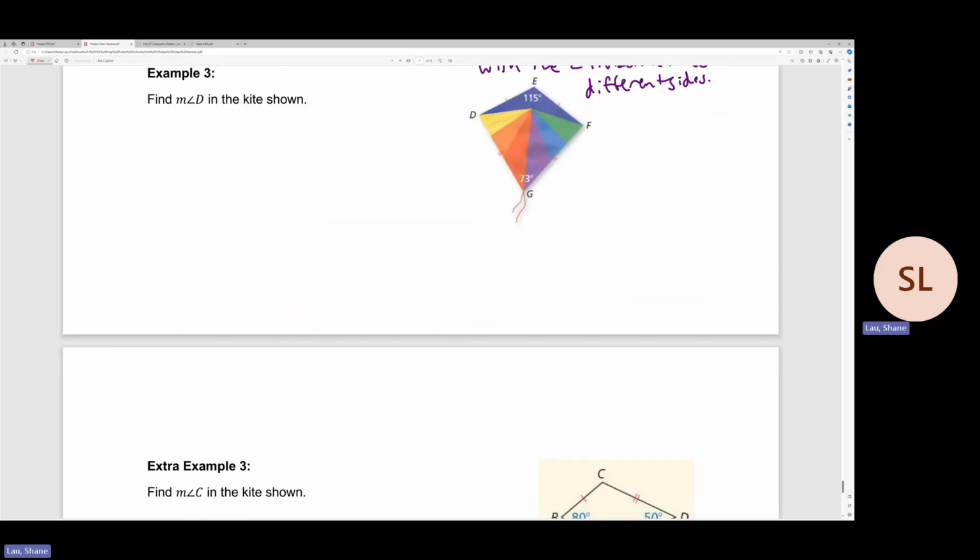Look at example 3. Example 3 is not a hard example. And actually, example 3 is very similar to example 2. Very similar. So we look at this, and we know that DE and EF are congruent, EG and GF are congruent. We can therefore conclude that this is a kite, even though it tells us that it is a kite. And we're only looking for the measurement of angle D.